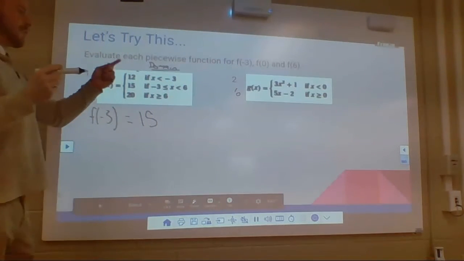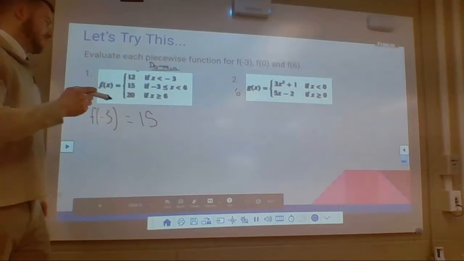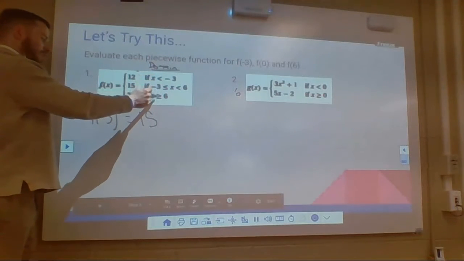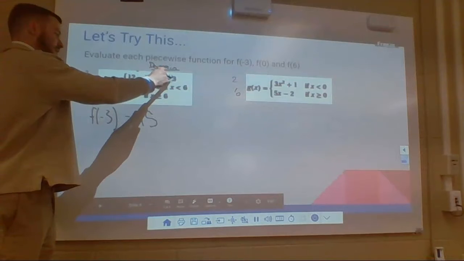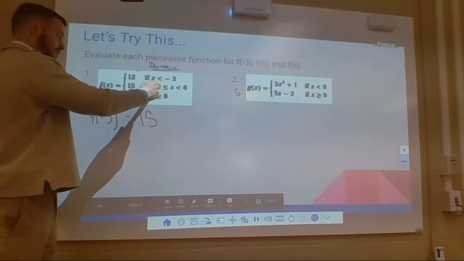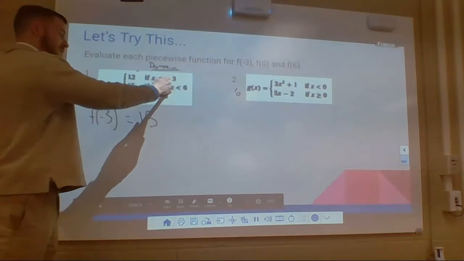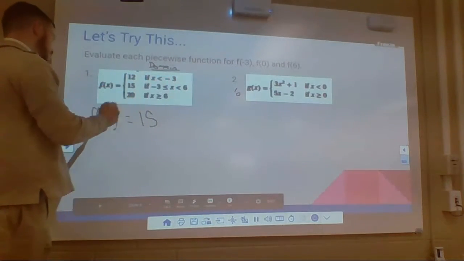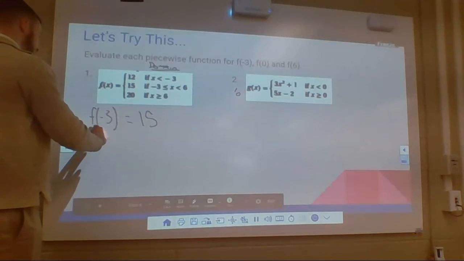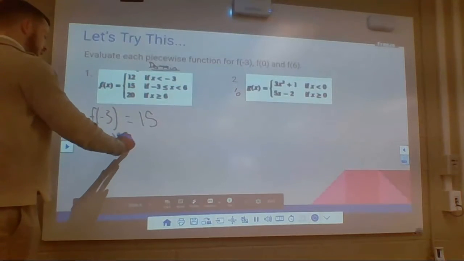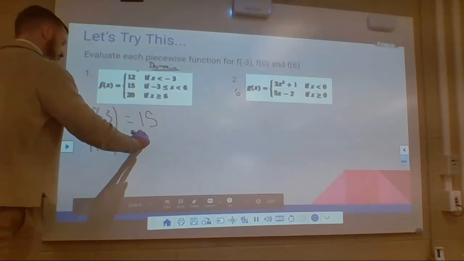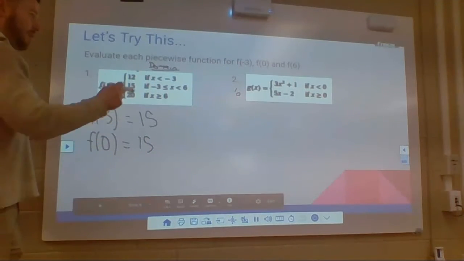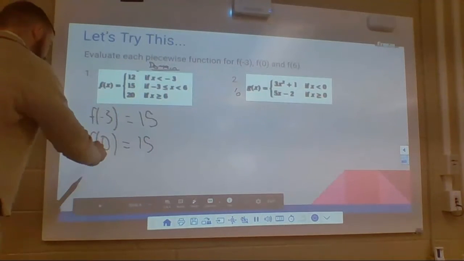So which domain is f of 0 going to fit into? Is it going to be the first domain, the second domain, or the third domain? Well, 0 is not less than -3. 0 is in between -3 and 6, though. Okay? So we're going to end up using the same rule for f of 0. F of 0 is going to be 15 as well. Now let's try this. F of 6.